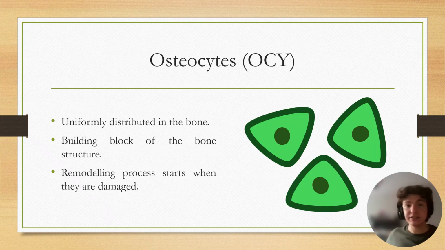Starting with the main cells of the bone remodeling process, we have osteocytes, abbreviated OC cells. These cells are uniformly distributed inside the bone, and they represent the building block of the bone structure. The bone remodeling process starts when these cells are damaged, and the objective of the whole remodeling process is to restore these cells. We will graphically represent them with the color green, like in this picture.